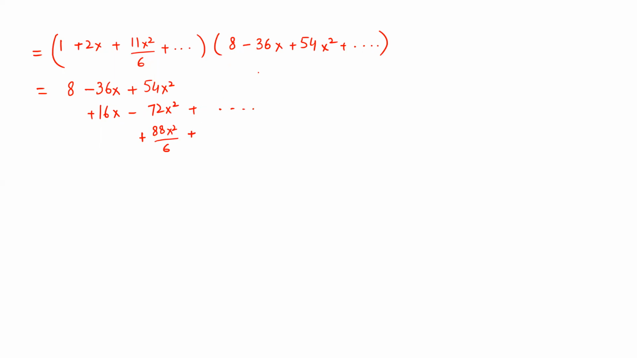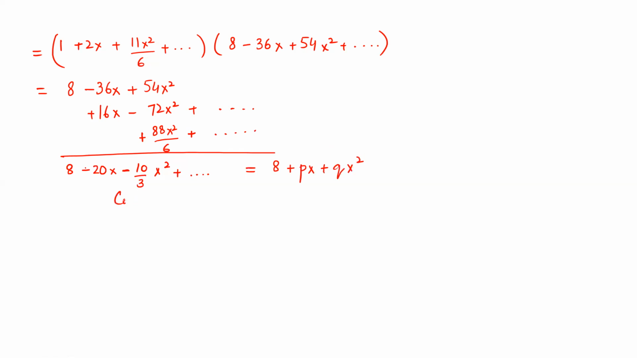Then again, this comes out with third order terms. This will be higher. So the easy way is just add these together: 8, minus 36 plus 16 is minus 20x, minus 54 plus 72 plus 88 by 6. If you add it in the calculator, it comes out to be minus 10 by 3 x square plus so on. And we have to compare it with 8 plus px plus qx square.